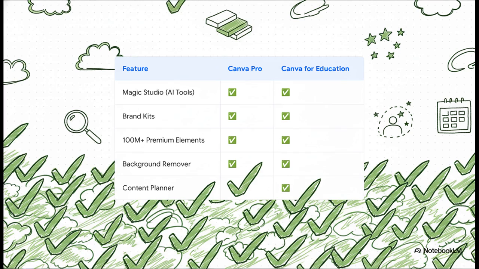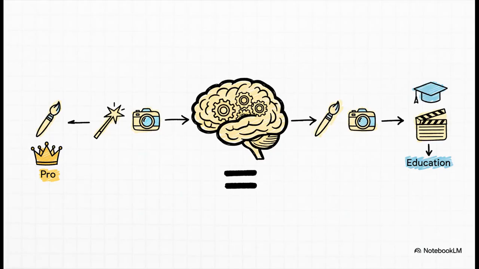Access to all those powerful AI tools in Magic Studio? Check for both. Brand kits to keep everything looking consistent? Yep. That massive library of over 100 million premium photos and graphics? Background remover, the content planner, it's all there in both plans. So here's the biggest takeaway. When it comes down to the core creative engine, the tools you're using every single day to design and create, the power you get with Canva for Education is pretty much identical to Canva Pro. That's the real shocker for most people.